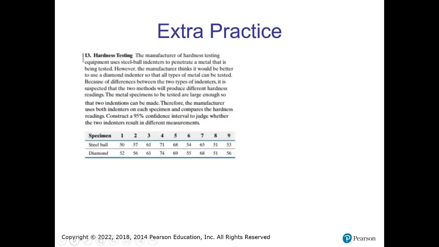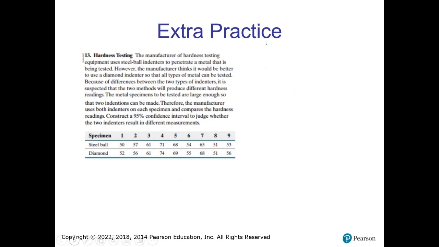Hardness testing. The manufacturer of hardness testing equipment uses steel ball indenters to penetrate a metal that is being tested. However, the manufacturer thinks it would be better to use a diamond indenter so that all types of metals can be tested. Because of differences between the two types of indenters, it is suspected that the two methods will produce different hardness readings.